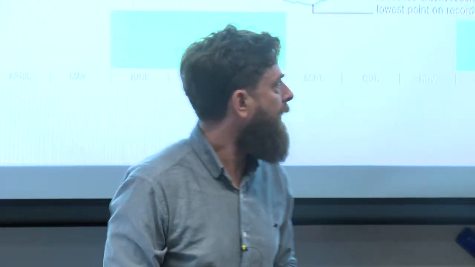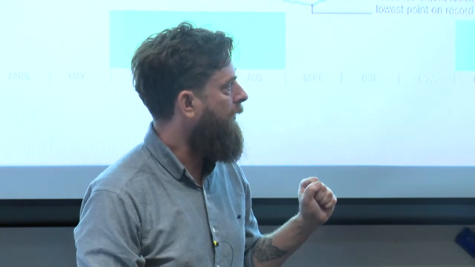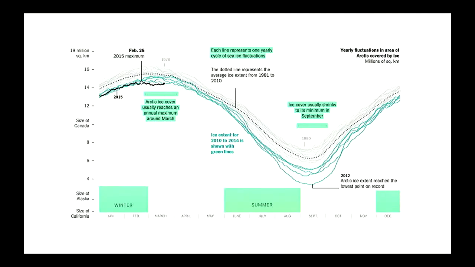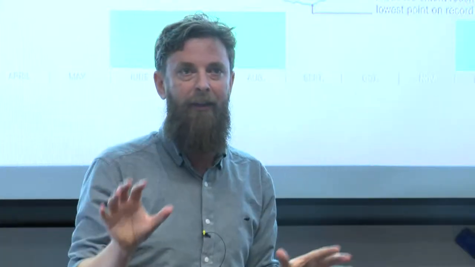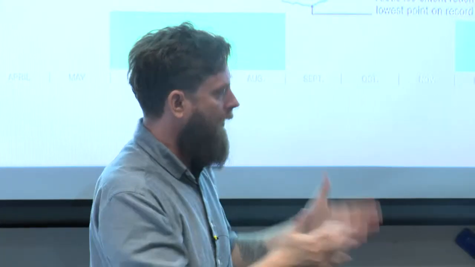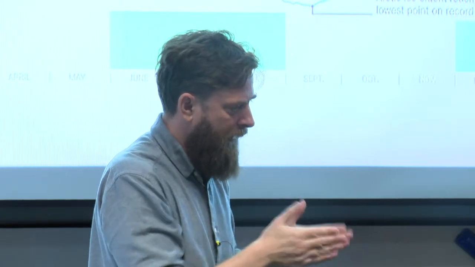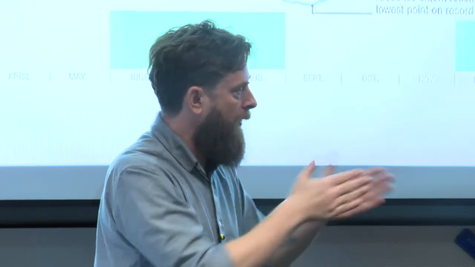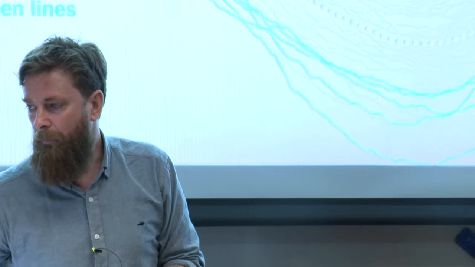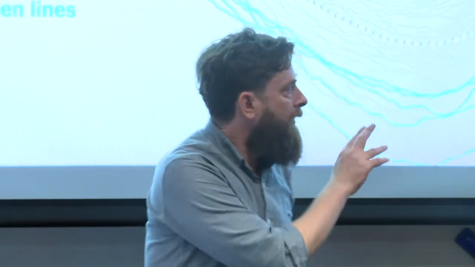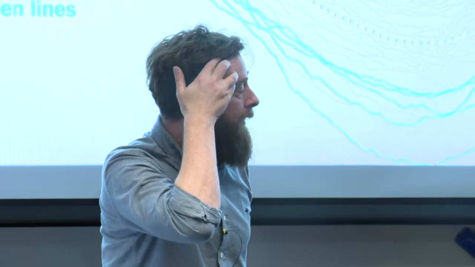The other things that are done are these little explanations throughout. Arctic ice cover usually reaches an annual maximum around March. Each line represents one yearly cycle of sea ice fluctuations. Ice cover usually shrinks to its minimum in September. Winter, summer, just the highlighting of these things. Each one of them is a tiny little instruction that adds to the person's knowledge and comprehension of the graph, which is a complex graph.